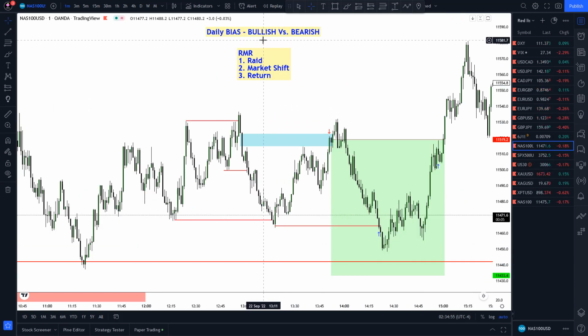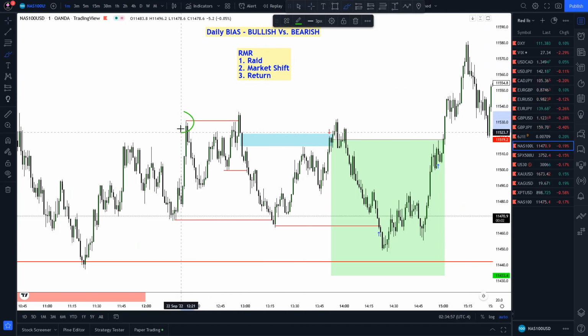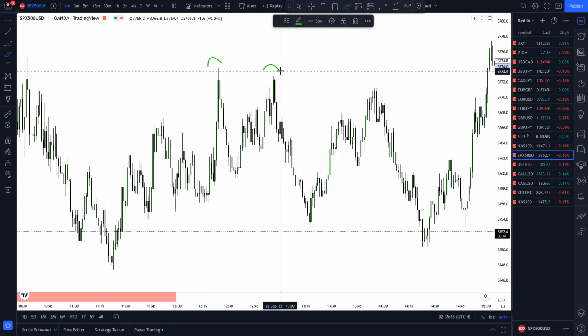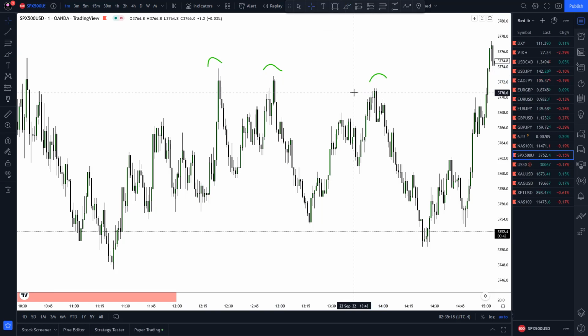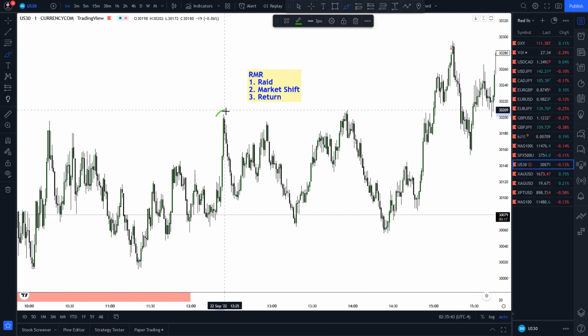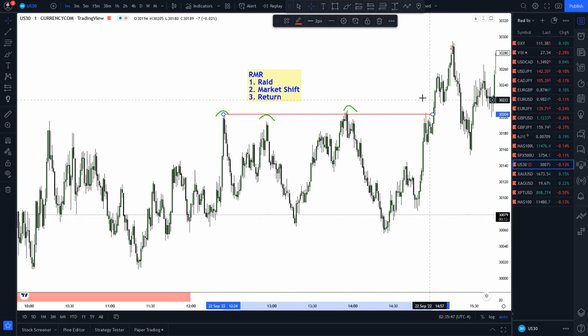Alright, I'm just going to jump onto the S&P and I want you to monitor these swing highs over here. We can see that on the NASDAQ, we raided those highs. We're now on the S&P and you can see that those highs have actually not been raided and they have made some relative equal highs. And finally, we're on the Dow and you can see that those highs were not raided either and they also made some relative equal highs.